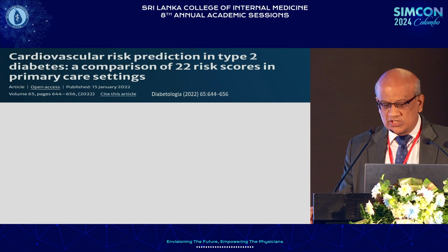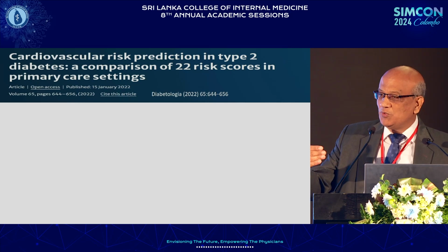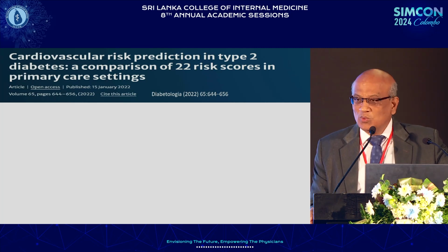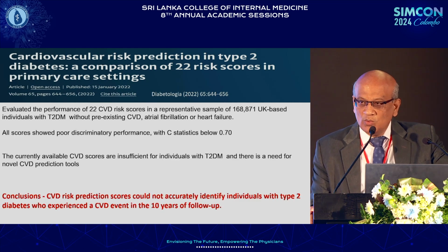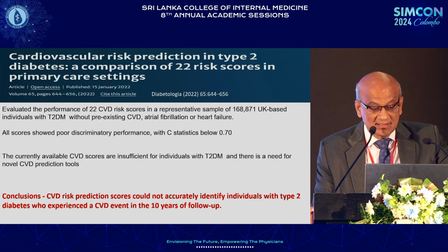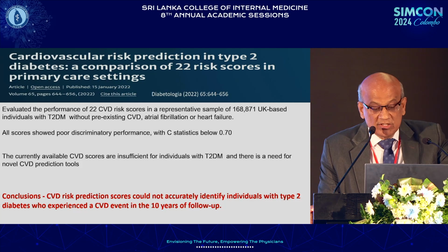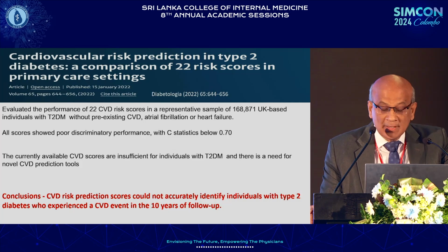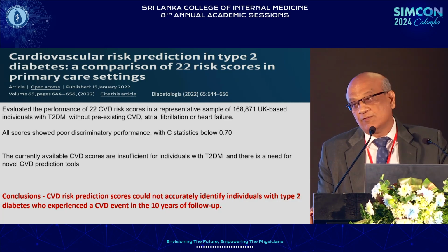Now, you have so many scores. This article was published in 2022, and I'm sure now in 2025 there are maybe more scores. Major 22 scores up to now. Now, do these 22 scores tell the same story? The conclusions of this research: they evaluated 22 CVD scores in a representative 168,000 UK-based individuals with T2DM without pre-existing CVD, AF or heart failure. But their conclusion was that CVD risk prediction scores could not accurately identify individuals with type 2 diabetes who experience a CVD event in the 10 years of follow-up.